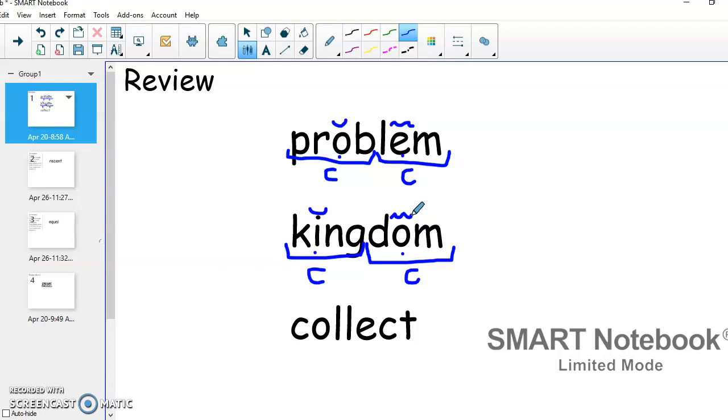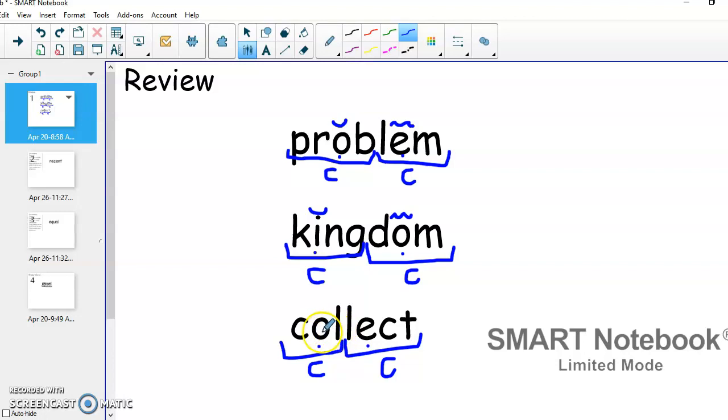Alright, and our last word is collect. So my vowels are O and E. I have just 2 consonants, so it's really easy to tell where to divide this one. I'm going to divide right between them. Again, both my vowels are safe. They have a consonant after them, protecting them from robots. So I'm going to put a C here and a C here. Now let's talk about sounds.